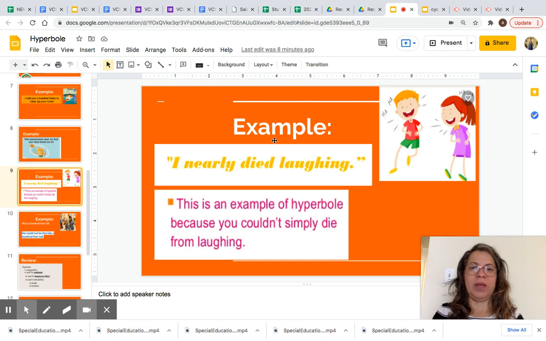Another example: I nearly died laughing. This is an example of hyperbole because you could not simply die from laughing. It just means that something was so funny that you laughed so much.